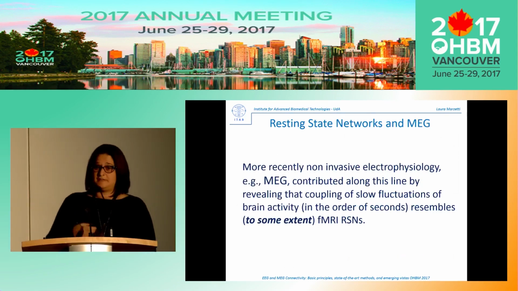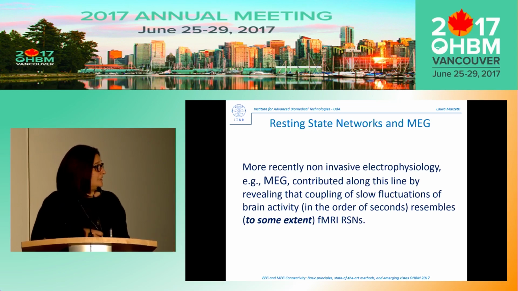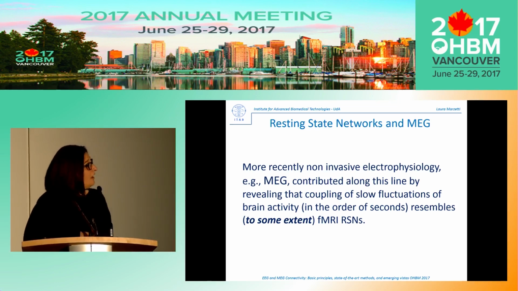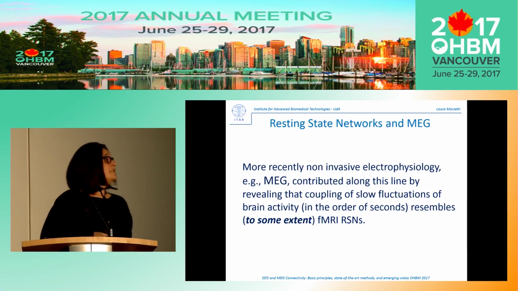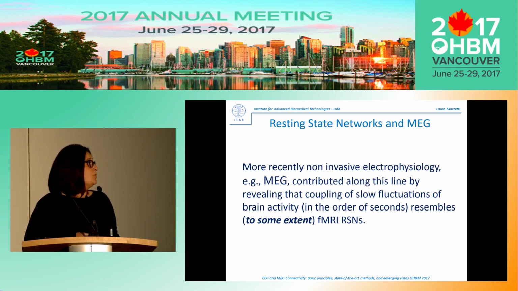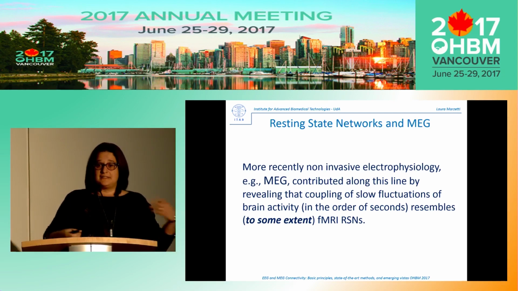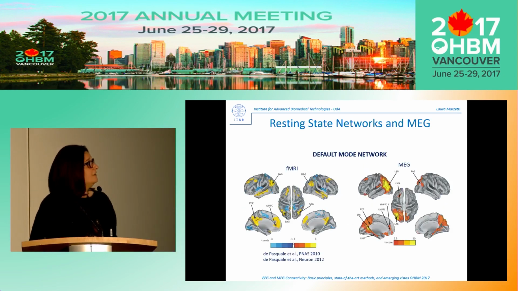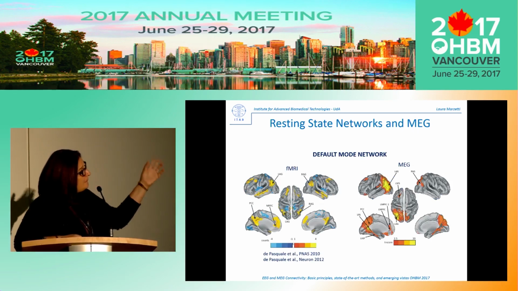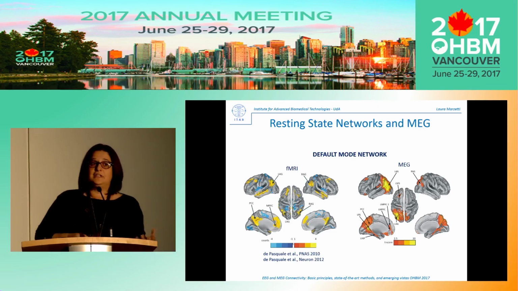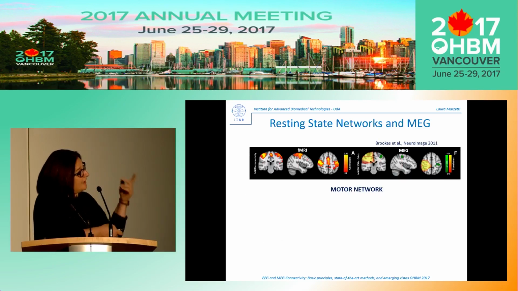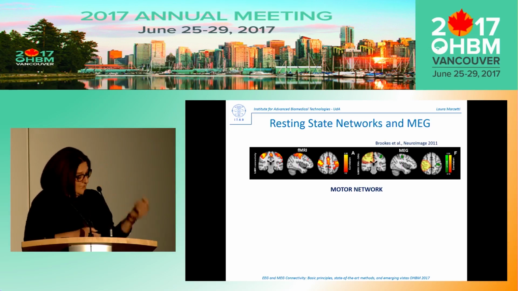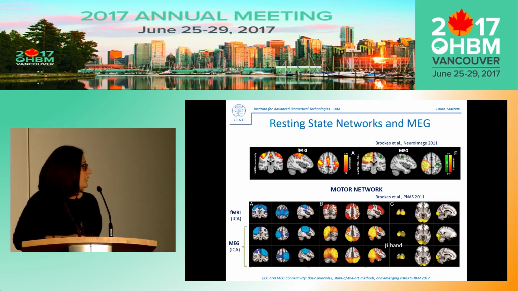So what has MEG done with respect to all of this? MEG has contributed along these lines starting from around 2005, revealing that there are slow fluctuations in the MEG signals, the coupling of which, on the order of seconds, can resemble to some extent the results observed with fMRI. This is one of the first pieces of work, in which you can see the comparison of fMRI and MEG, the first effort made in the community to show the resemblance of the two patterns. Along this line, other groups, like in the UK, have shown some resemblance, for instance, between the fMRI motor network and the MEG network in the beta band with different approaches, which we will go into in more detail later in this talk.